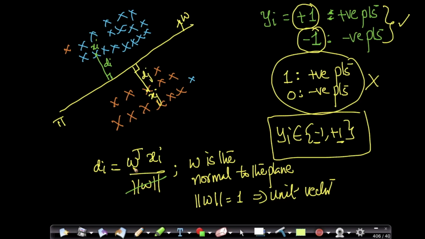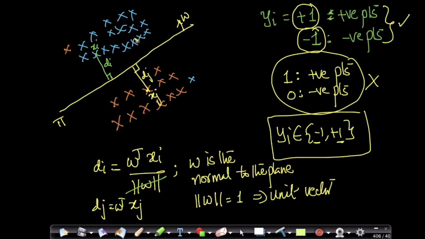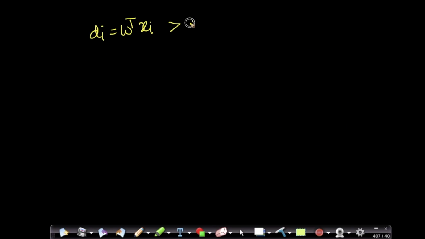So Di is W transpose Xi, and Dj is also W transpose Xj. Now look at what happens. When I compute Di, which is equal to W transpose Xi, since W and Xi are on the same side of the plane, see, W is pointing in this side, W is pointing in this side. Since W and X are on the same side of the plane, you will get this value to be greater than 0. Now take Dj.